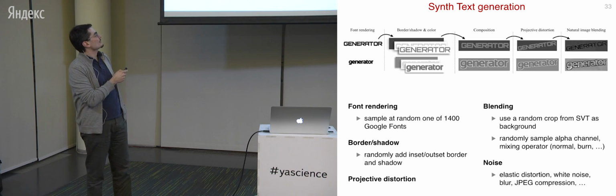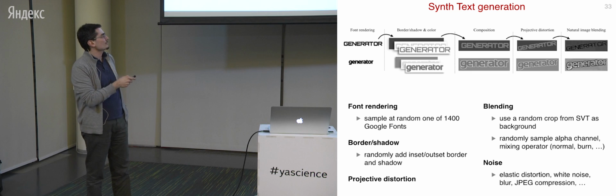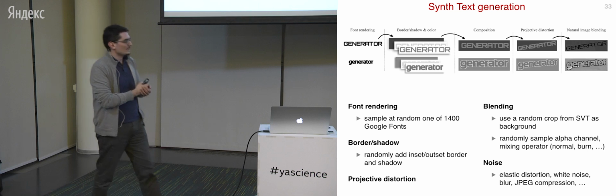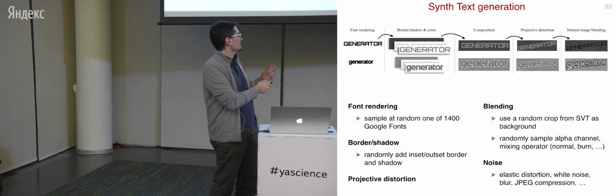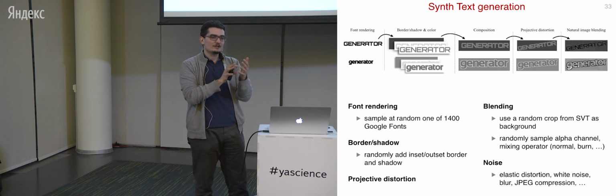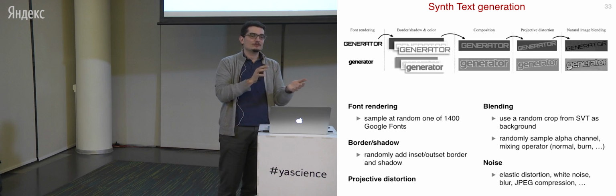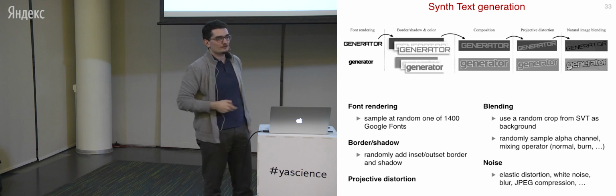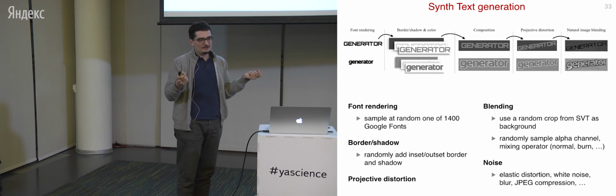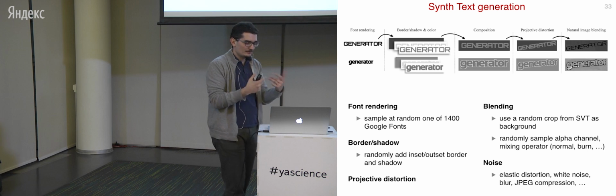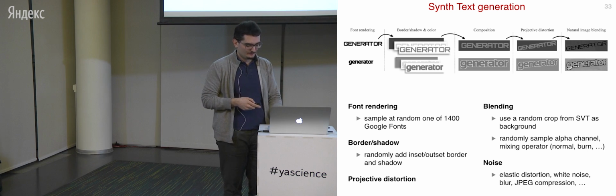Then we add border and shadow. We do some perspective distortion. We add noise, quantization noise, salt and pepper noise, and so on, JPEG compression distortion. And crucially, I think we also mix this font image with a natural image which is randomly sampled out of the data set to add a little bit of background to it. Okay? So it's a simple pipeline in which all these steps are randomized, and it can generate a sort of nice variety of different appearances of text.